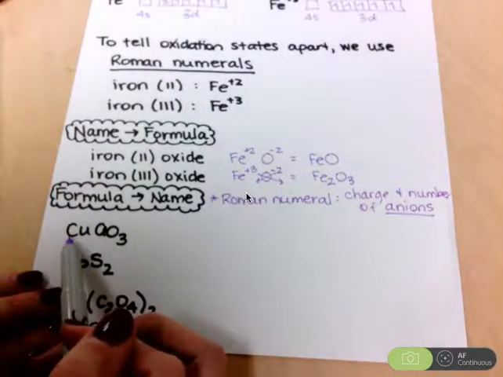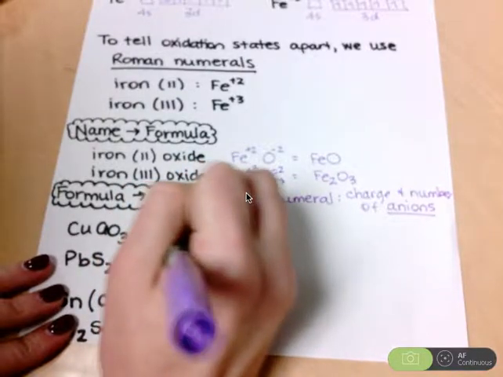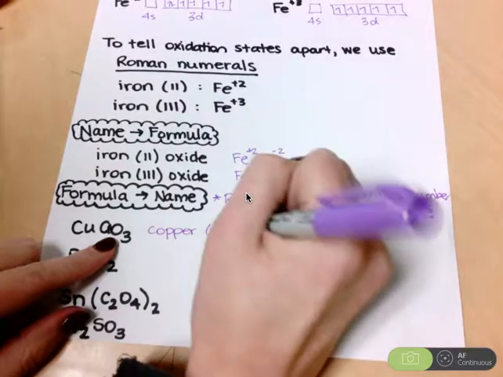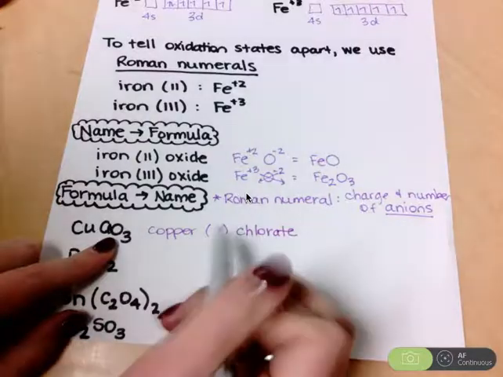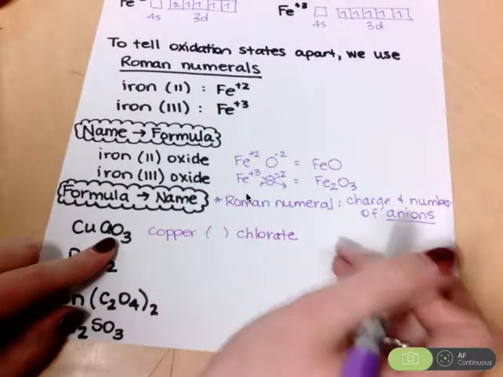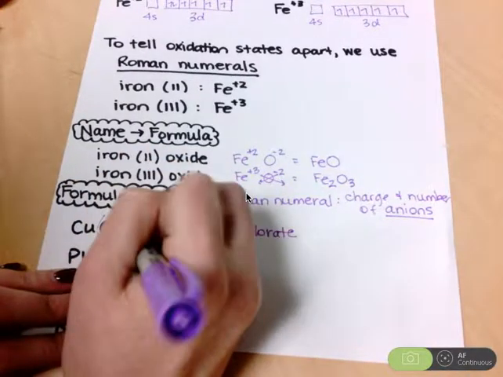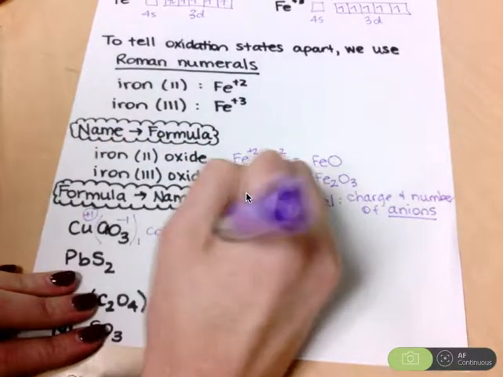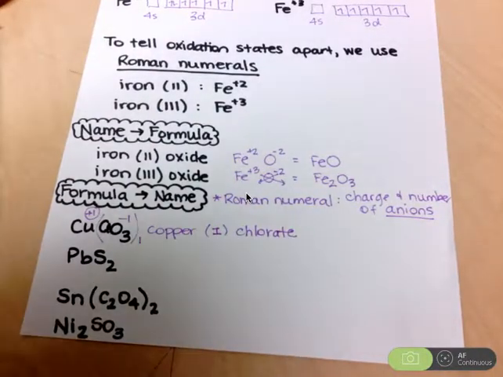So our first example here is CuClO3. My L got a little squished, I apologize. So Cu is copper. Copper is a transition metal. ClO3, I look it up on my chart, and that is chlorate. To find that Roman numeral, I need the charge and number of anions. Chlorate is a minus 1, and there's only 1 there. That makes copper a plus 1, and so a Roman numeral 1 will go for my transition metal.